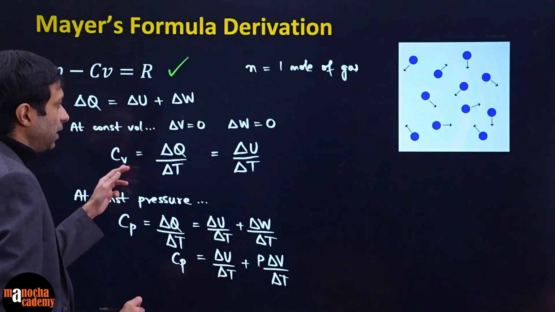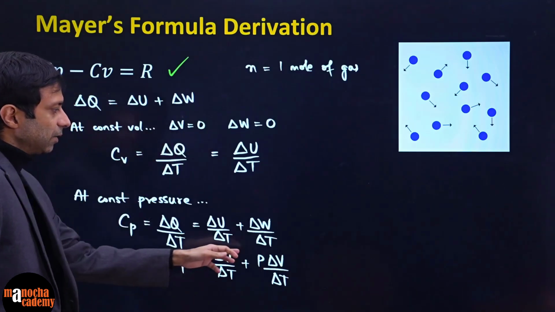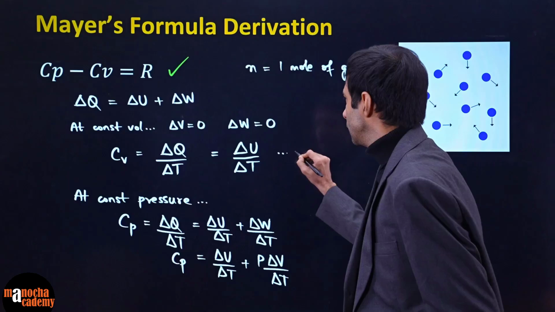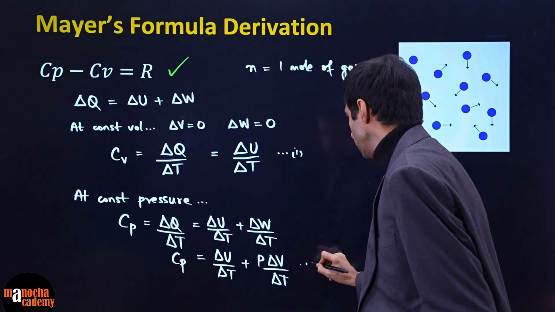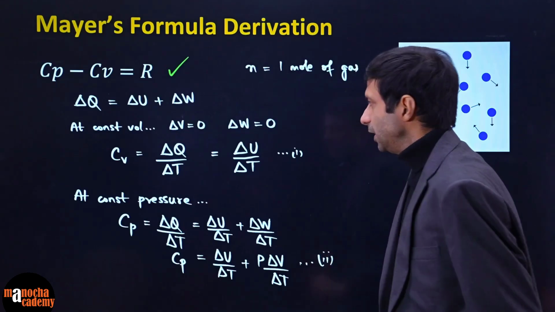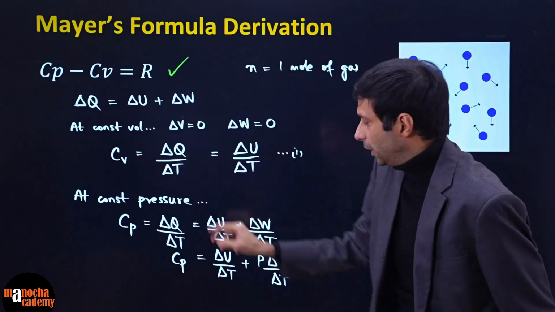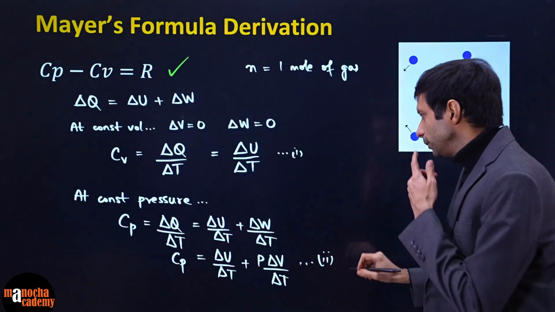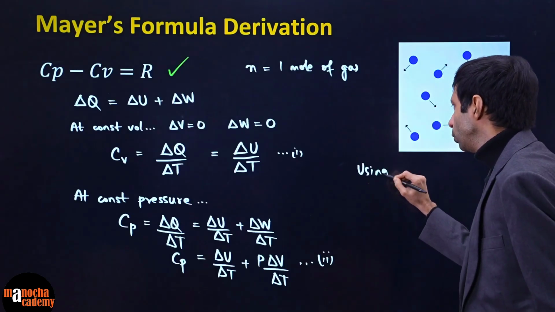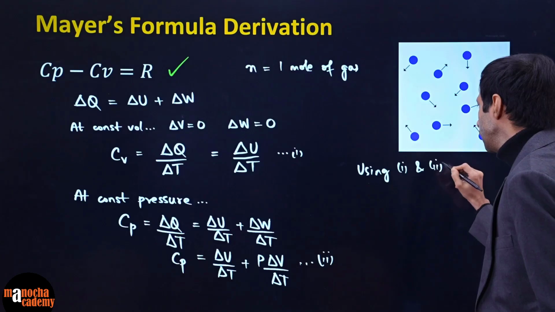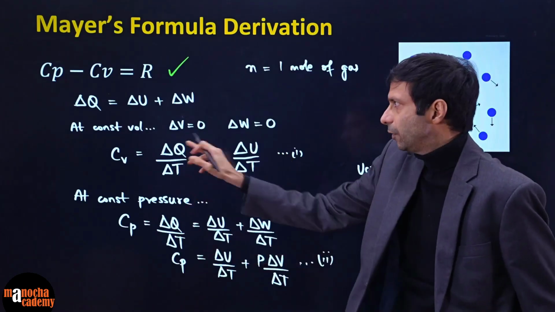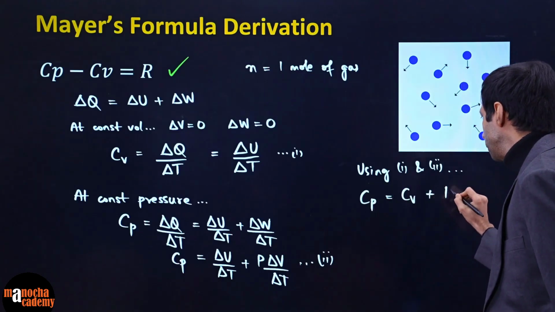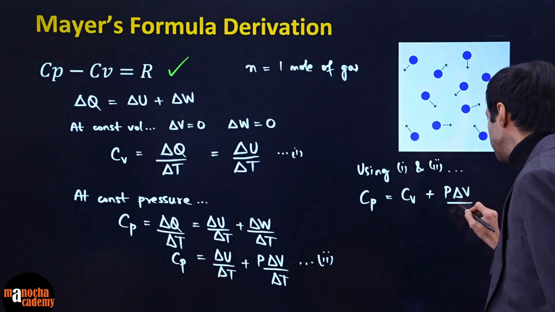This is our Cv term. Cv is delta U by delta T and Cp is delta U by delta T plus P delta V by delta T. Check. Now if you compare these equations, this is our equation number 1 and this is our equation number 2. If you compare them, you can see one very easy thing: delta U by delta T is Cv. So I can replace this with simply Cv. Using 1 and 2, we can make a very simple replacement. Delta U by delta T, we are going to put as Cv. So we can say Cp is equal to Cv plus P delta V by delta T.